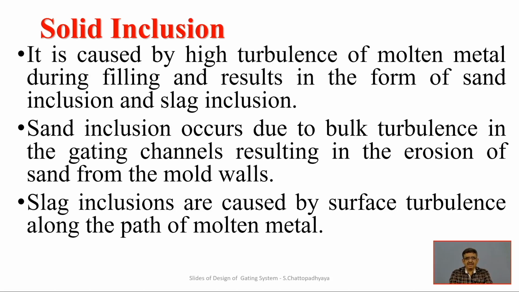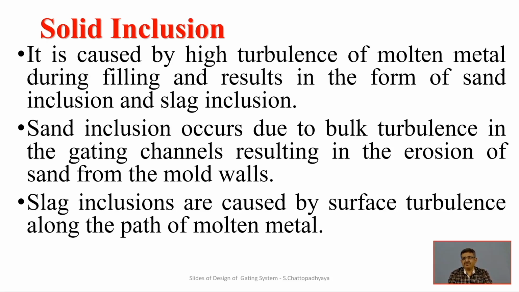Then solid inclusion. It is caused by high turbulence of the molten metal during filling, in the form of sand from the intricate overhanging portions of the cavity that just breaks down and is included in the casting. It is an unwanted, uncalled for intervention of the molding sand in the molten metal, and that is called solid inclusion. Sand inclusion occurs due to bulk turbulence, so that is why turbulent flow is restricted.